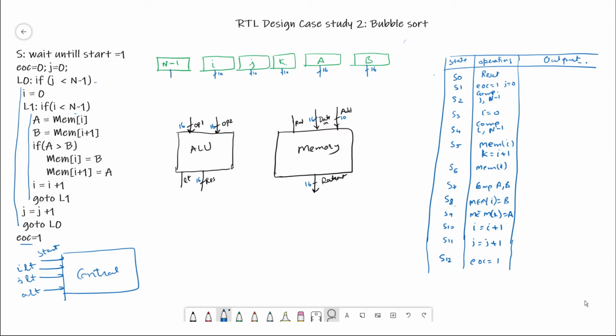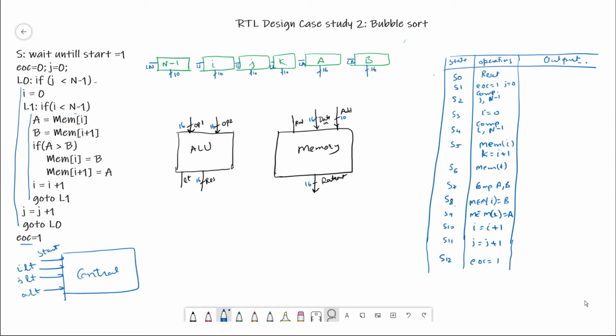Okay, and because it is 1000 locations, n-1 is also going to be 10-bit. So these are the registers. What are the other signals required? For each register there is going to be a load signal. So I'll say load N, load I, load J, load K, load A and load B. Now these are the various data path elements.